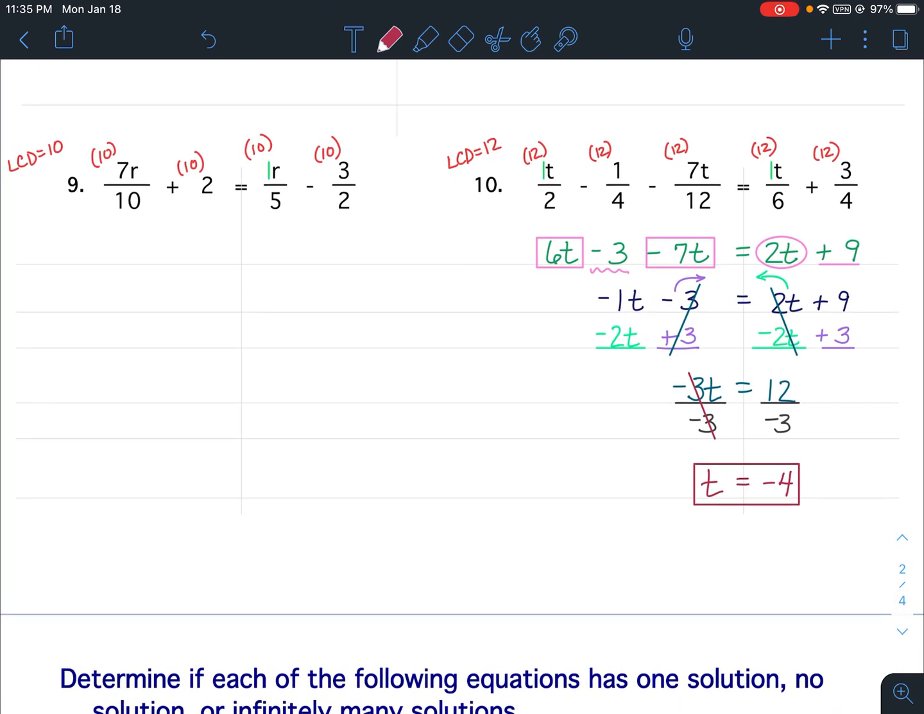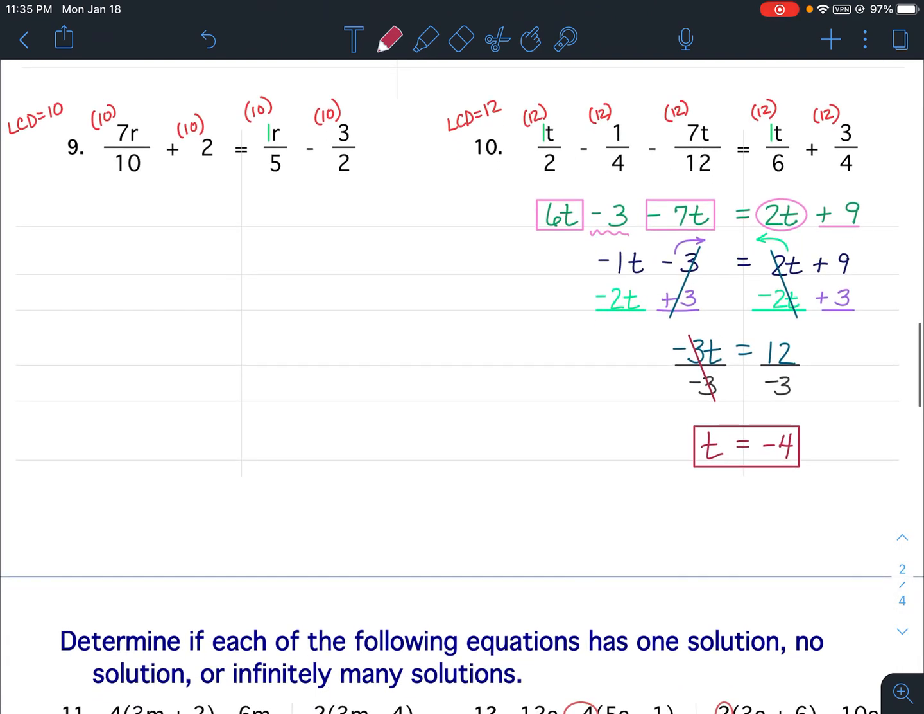Number 9 is extremely similar to number 10 there. You're going to multiply everything by 10. The only difference with 9 is you won't have to combine like terms. So you'll skip right to this step right here. If you have any questions on 9 and 10, please let me know.